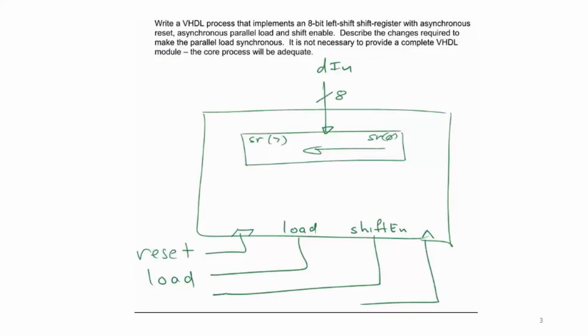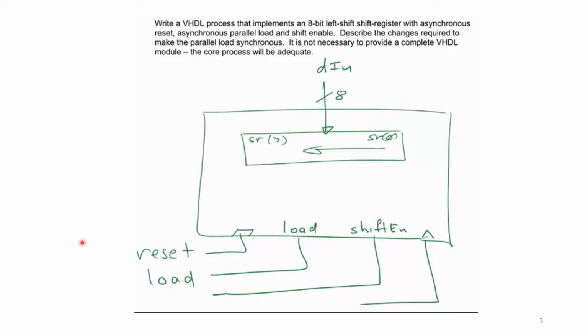Just look here, let's use the laser pointer. This is actually your shift register. Say this is an 8-bit shift register. SR stands for shift register. So SR0 to SR7, right? And it says you have asynchronous reset. So this is our asynchronous reset.